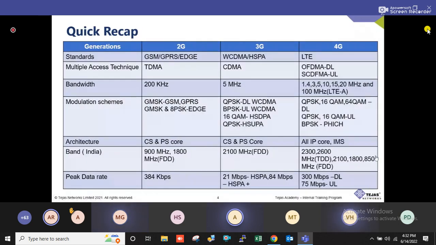So any doubts in these concepts we discussed now? This particular revisit, what I've done is just to make you understand what sort of modulation scheme we are using, what multiple access technique we have, what bandwidth we have, the architecture, and what is the advantage. It is purely an all-IP core with an extra IMS infrastructure for VoLTE services. So these are the things which we have to remember so that we can move forward with LTE and the interface.